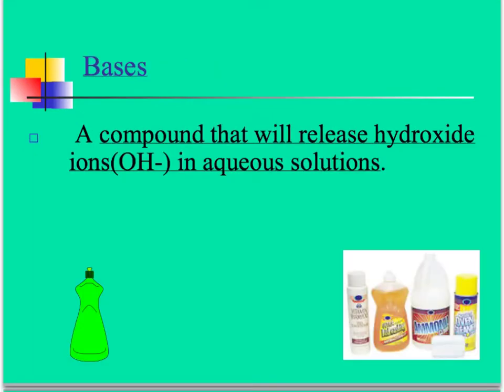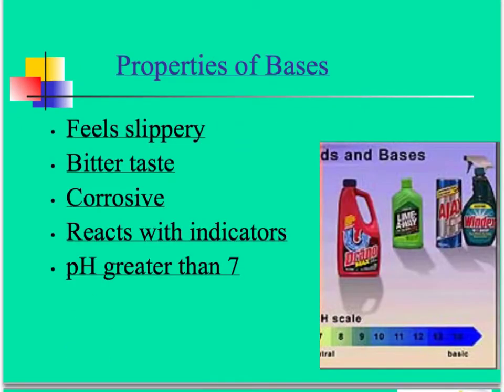Now let's talk about bases. The definition of a base is a compound that will release hydroxide ions in an aqueous solution. Some properties of bases are that they feel slippery if you get it on your skin. They taste bitter. They're also corrosive. They react with indicators like pH paper or litmus paper. And they have a pH greater than 7.